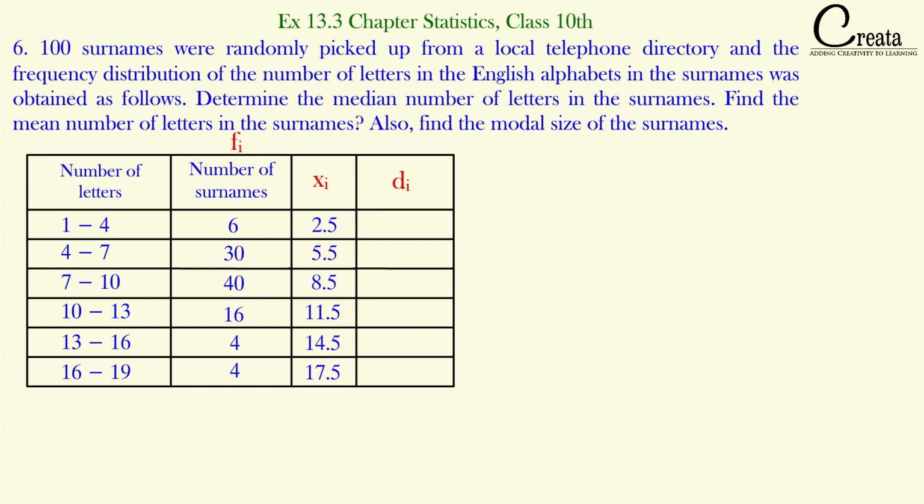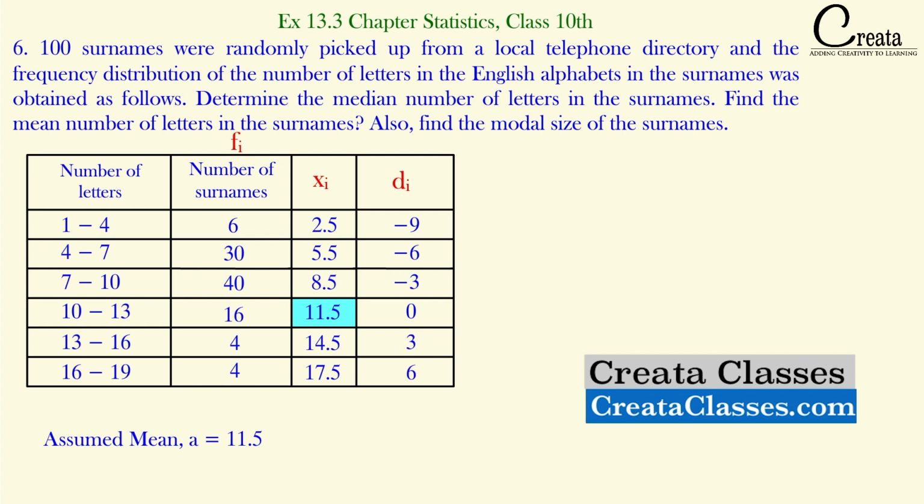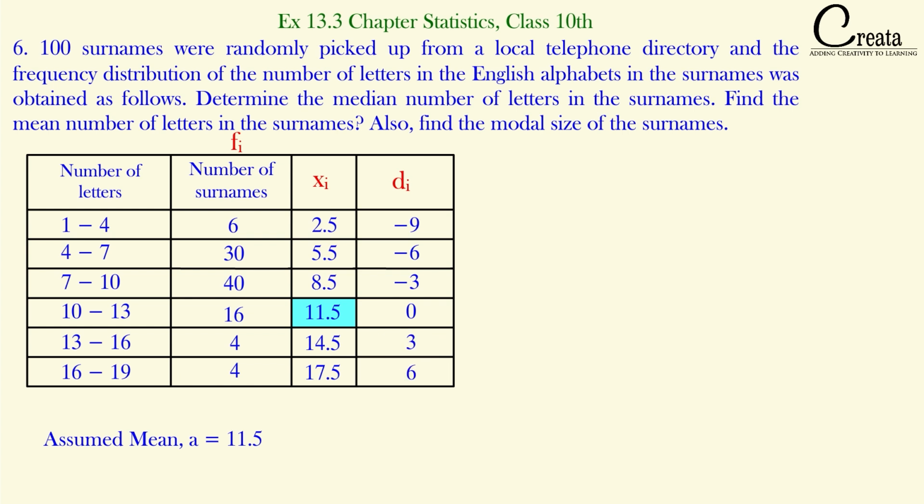Let's add one more column, which is di. Firstly, let's assume any one value of the observation as the assumed mean. Generally, we take the middle value. Here 11.5, let's assume this as the assumed mean. But note that you are free to take any of the values as the assumed mean, the answer will be the same. Generally, we take the middle value for simpler calculation. Let's subtract 11.5 from all the values of the observation. Here 2.5 minus 11.5 is minus 9. 5.5 minus 11.5 is minus 6. Similarly, minus 3, 0, 3 and 6. We got the values of deviation.